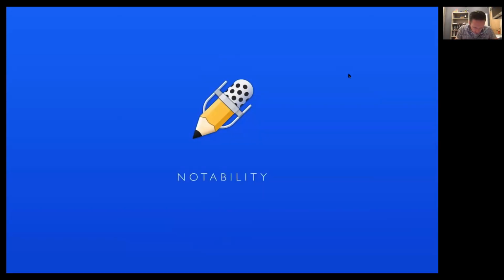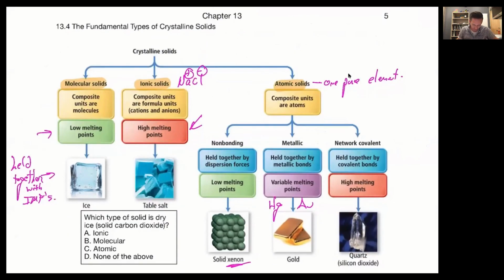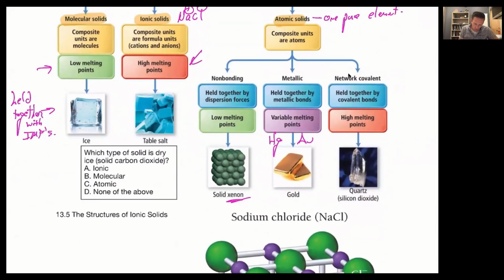So atomic solids have extremely variable melting points. And we saw metals had variable, and network covalent. This is going to be carbon.